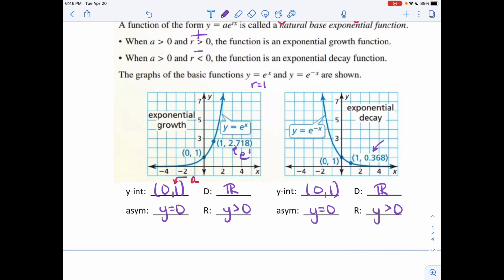The thing that's different is this point right here. This is a value of e to the negative 1 power. So if you put that in your calculator, e raised to the negative 1 power, you're going to get a value of 0.368. So at an x value of 1, our b value, which is e to the negative 1 power, is 0.368.